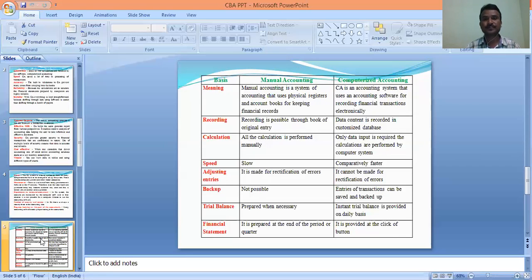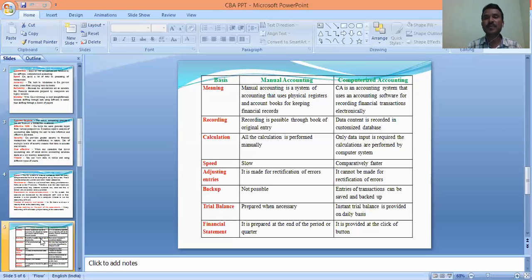Next, recording. Recording is possible through the book of original entry. Original entry means that based on the vouchers and bills, the accountant will verify them. Based on the verification, he makes a clear note, and based on the vouchers and bills, the accountant enters the transaction in the bookkeeping. Based on that, we can prepare ledgers, trial balance, and final statements.